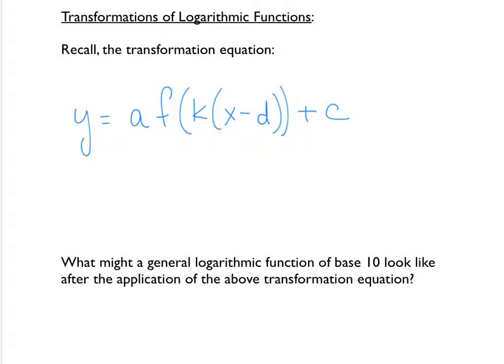At this point, we're very familiar with this transformation equation. Just to recap, A represents our vertical stretch or compression. If it's negative, it also represents a reflection in the x-axis. Your K value represents a horizontal stretch or compression or a reflection in the y-axis. Your D value is a horizontal translation, and C is a vertical translation.